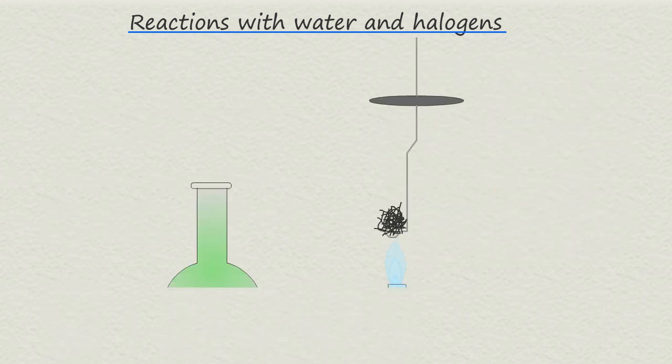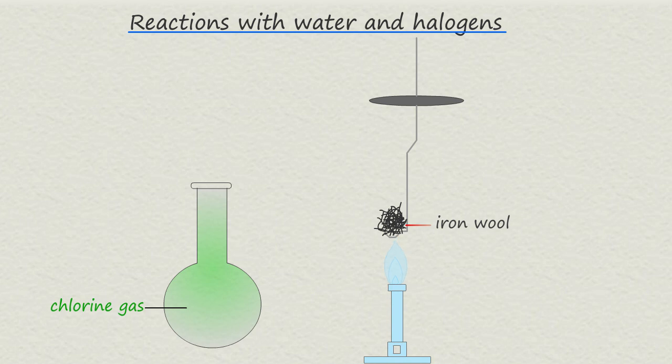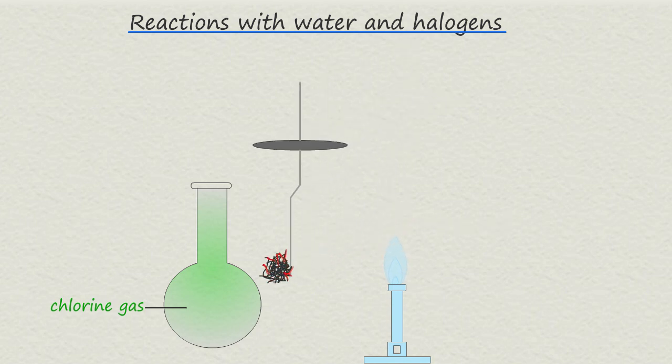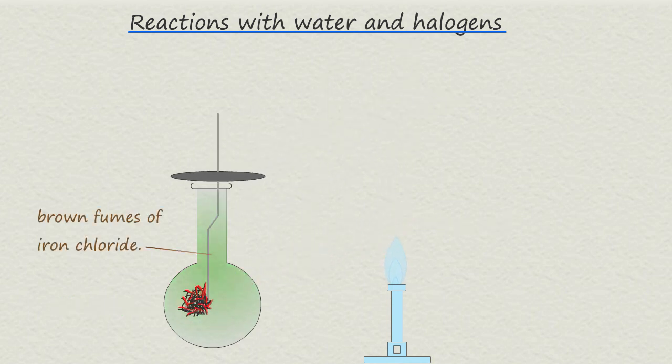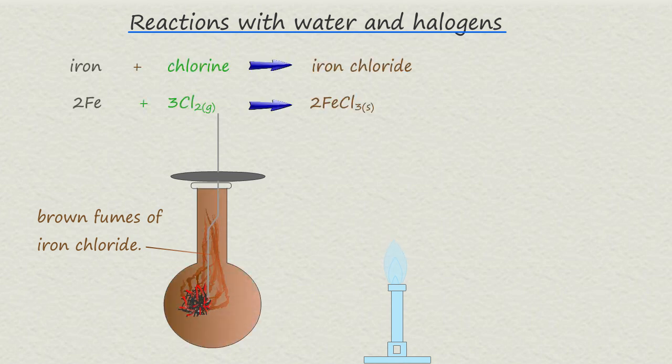If the sodium is replaced with iron wool this time, then the wool needs to be heated with a Bunsen burner before being lowered into the flask of chlorine gas. A glow will be seen as the reaction takes place and the flask is quickly filled with brown fumes of iron chloride.